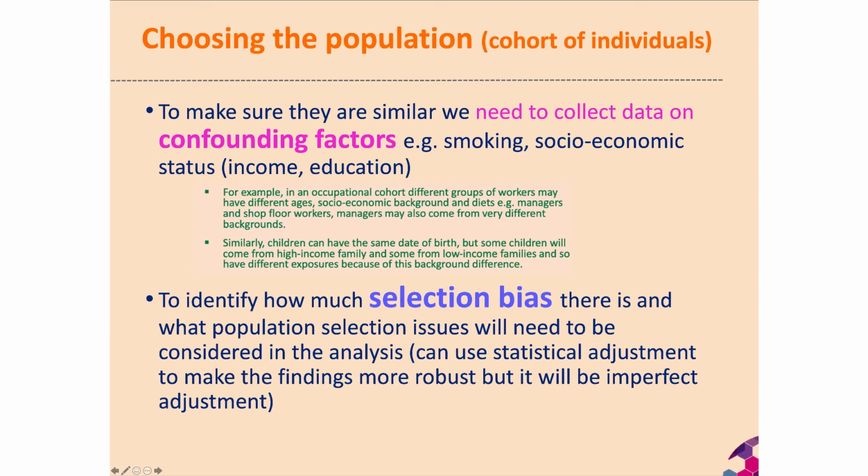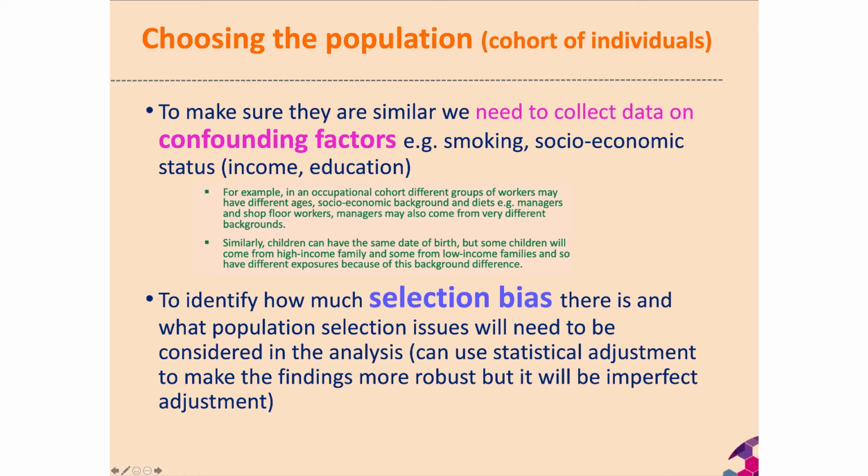To make sure that the cohort, the study population, is similar to each other, we need to collect data on key confounding factors. This ensures that there are not other reasons why the people in our study are likely to get the health outcome. So, for example, if people smoke, they're more likely to get lung cancer, so we need to take account of that. Socioeconomic status, such as income and education, also has a bearing: people in lower socioeconomic groups tend to have higher health problems, and people in higher socioeconomic groups tend to be healthier.